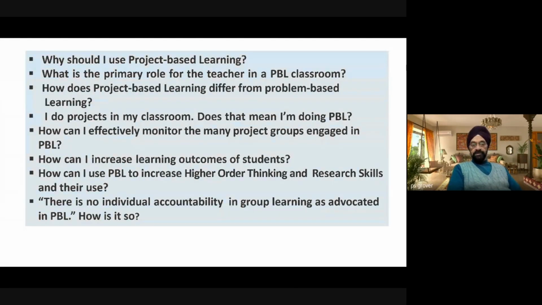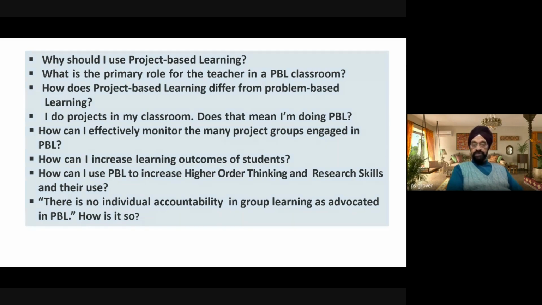For example, you have a class of, let us say, 30 or 40, and you have PBL mode of teaching. How is it possible for a single teacher to monitor it? How can I increase learning outcomes of students? How can using the PBL approach help us to enhance student thinking skills? How can I use PBL to increase higher order thinking and research skills and their use by the students?